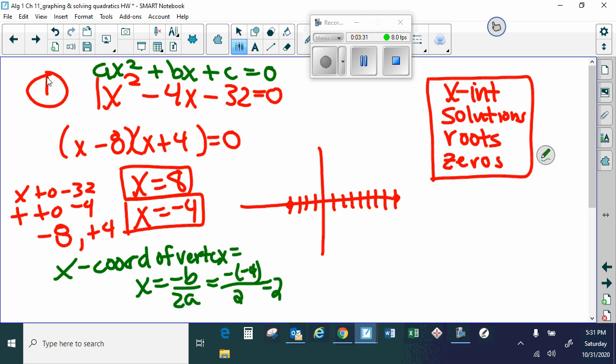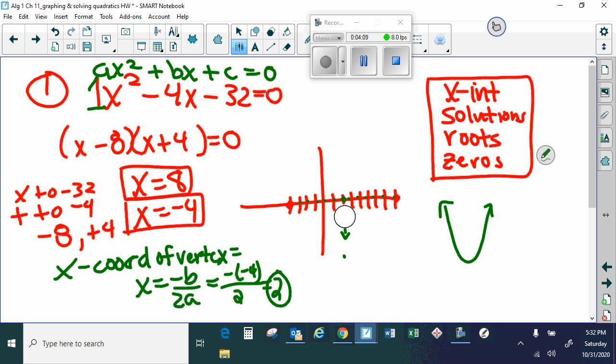The other way is I just take the midpoint of 8 and negative 4. The distance from 8 to negative 4 is a total of 12. What's half of 12? 6. So I can go back 6: 1, 2, 3, 4, 5, 6. And there's my 2, where I go forward 6: 1, 2, 3, 4, 5, 6. So there's the 2 for the x-coordinate. Now I also know that this is a positive 1x squared, which means the parabola itself opens up, so the vertex is somewhere down here. It opens up when I connect it.